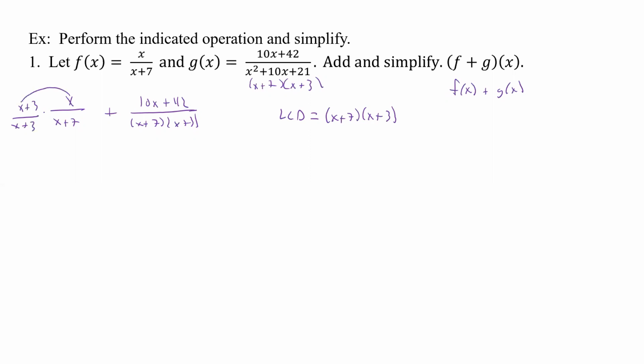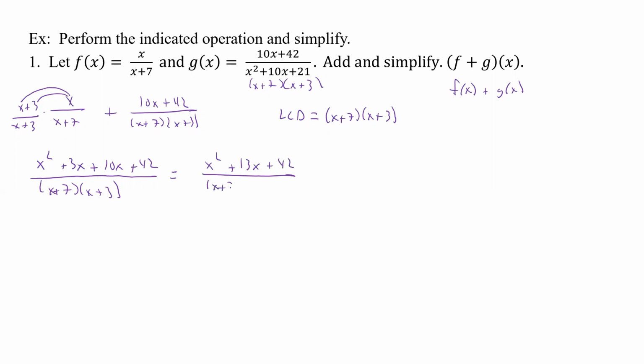And again, we're going to distribute that x to both of those. So that gives us x squared plus 3x. Now we have the denominator here already the same. So then plus 10x plus 42 all over x plus 7, x plus 3. Okay. Well, this gives us x squared plus 13x plus 42 over x plus 7, x plus 3.